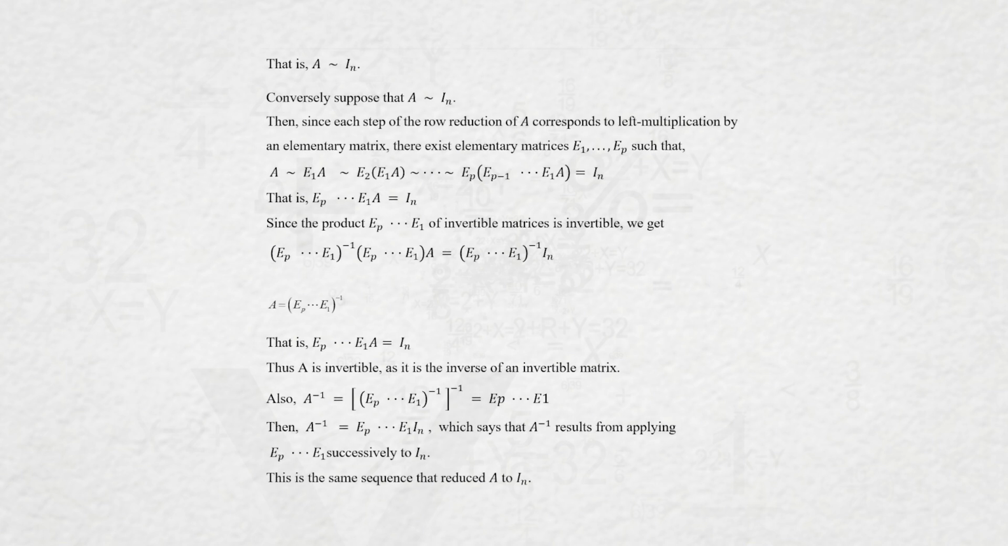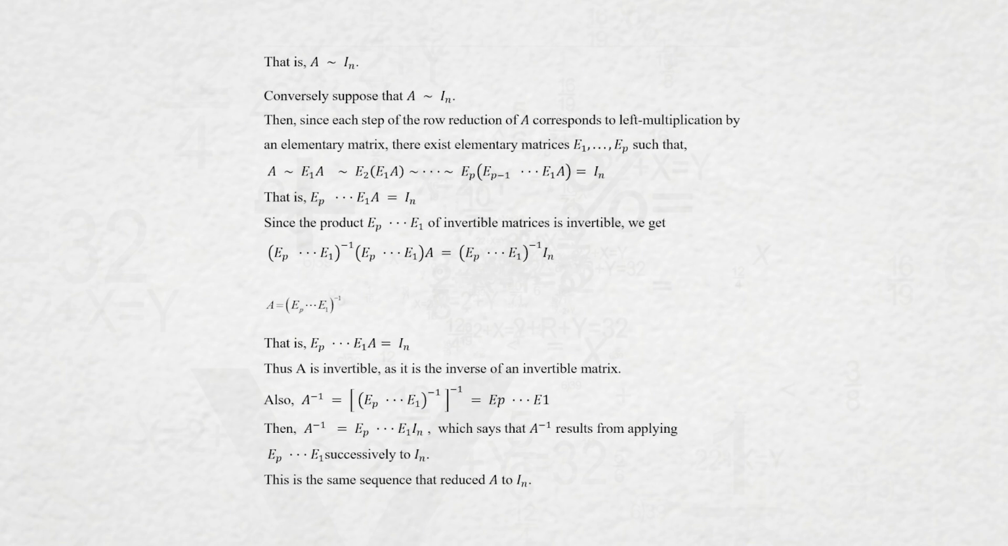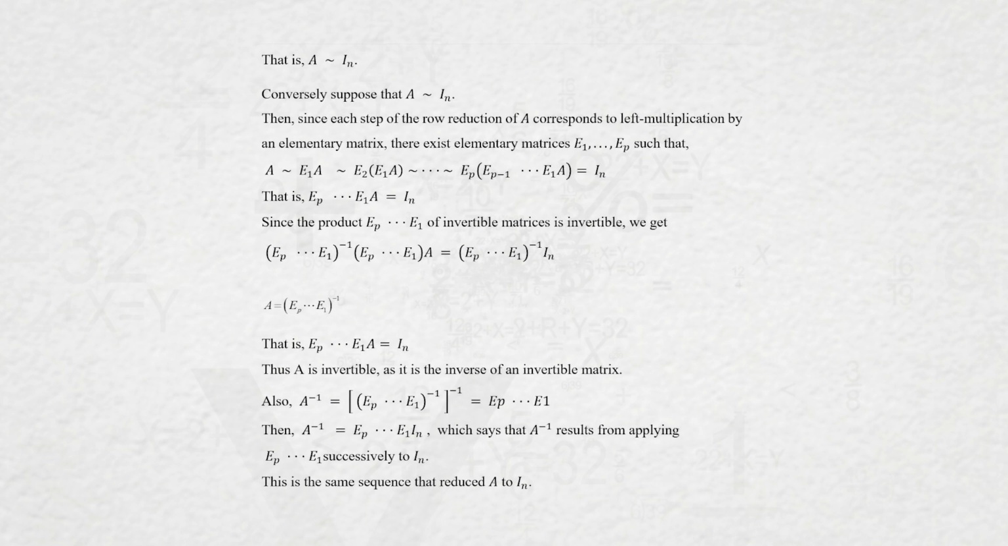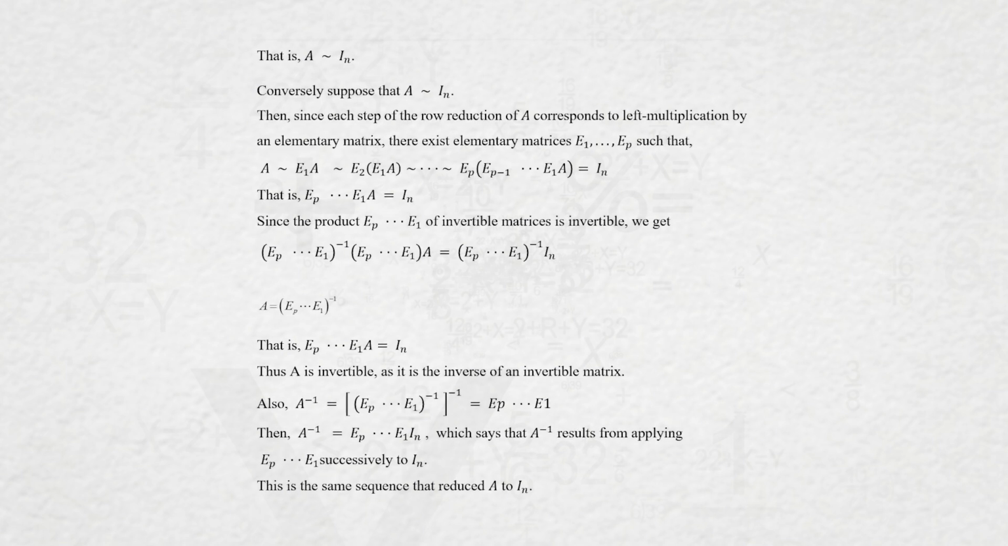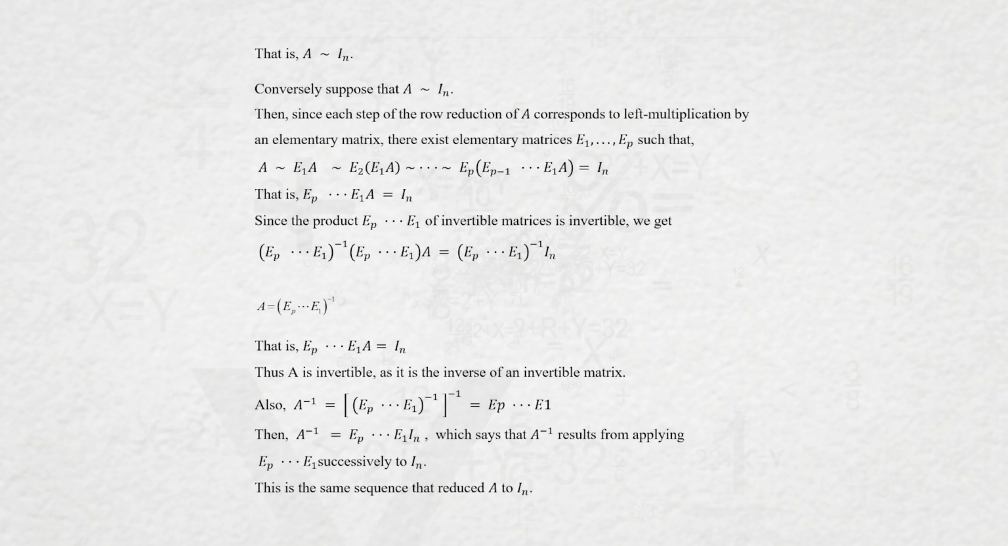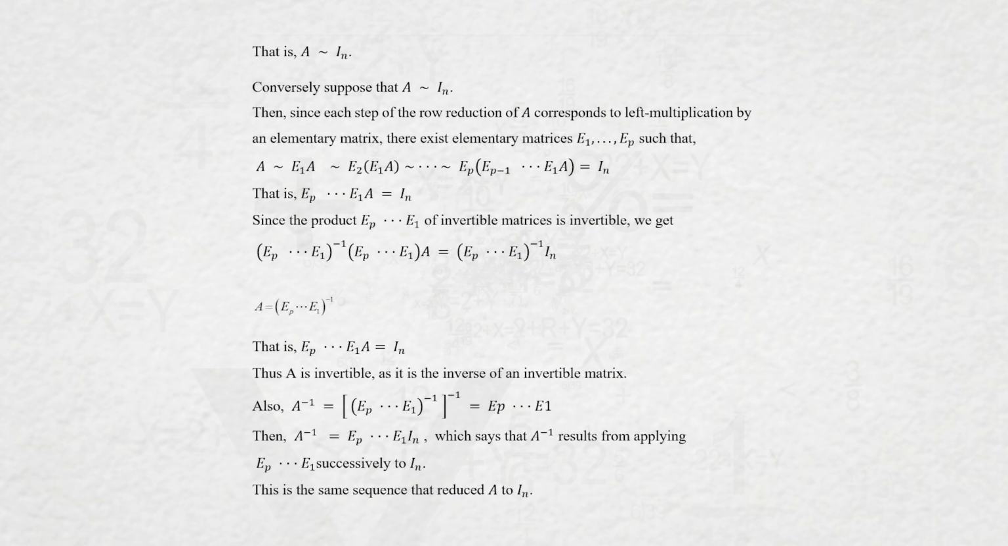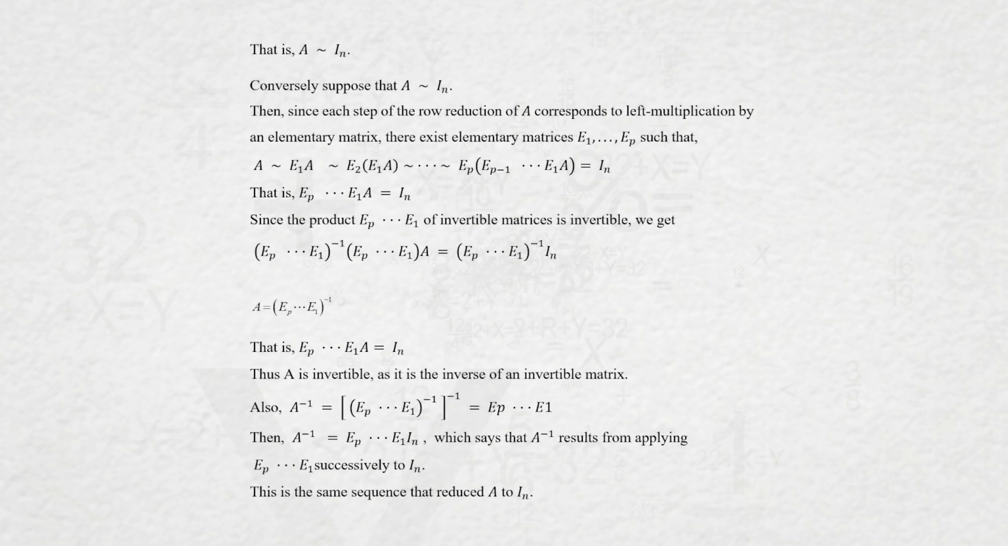Since the product Ep up to E1 of invertible matrices is invertible, we get that Ep up to E1 the whole inverse times Ep up to E1 times A is equal to Ep up to E1 the whole inverse times I_n, and A is equal to Ep up to E1 the whole inverse. Thus, A is invertible as it is the inverse of an invertible matrix.